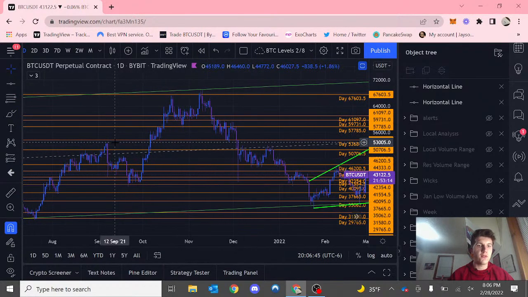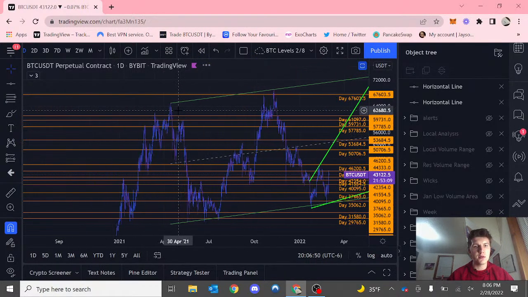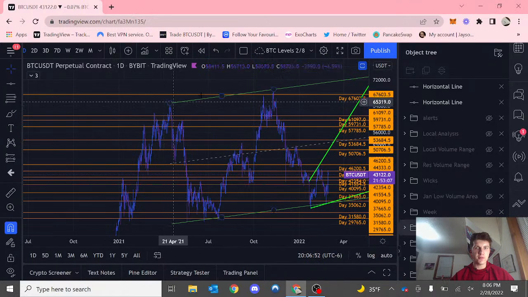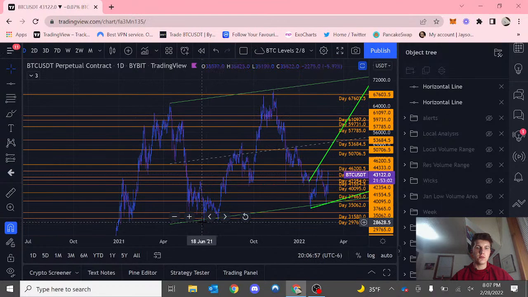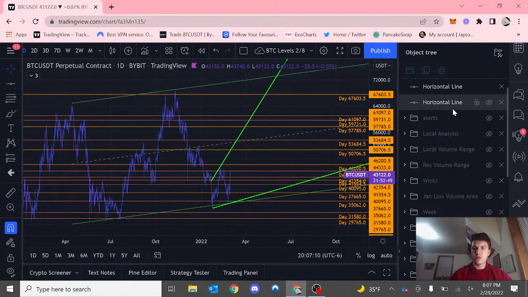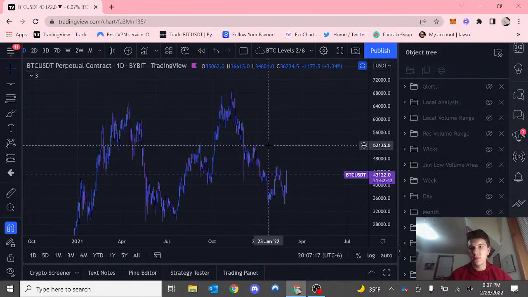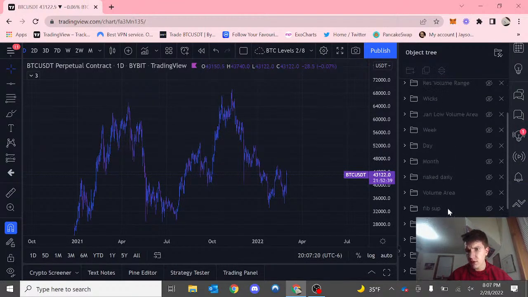And then for the macro structure of Bitcoin, I drew a parallel channel just from the two tops right here, and then I drew it down to the bottom from June, and that's been working pretty well too. As you can see with these two wicks here, they've been respecting it pretty well. So something to add into the analysis. But that is pretty much it for the daily. We'll look at the weekly.